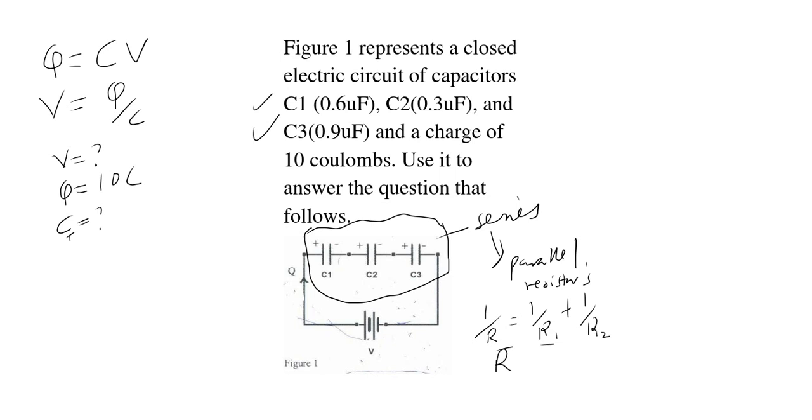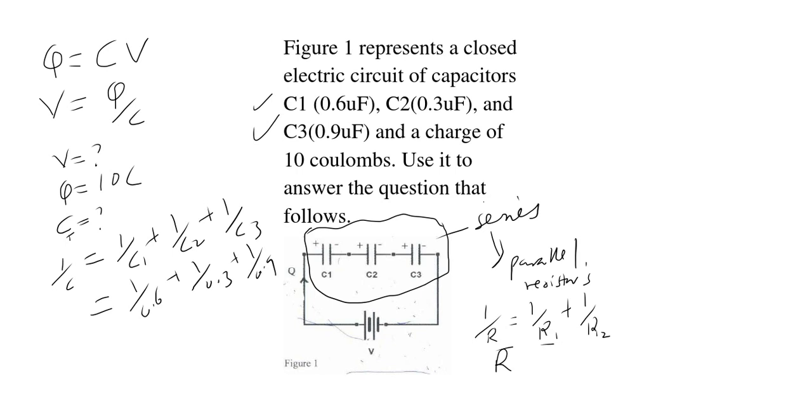in series capacitors, we shall use the same formula, whereby 1 over C will be given by 1 over C1 plus 1 over C2 plus 1 over C3. And later we take the reciprocal. So this will be 1 over 0.6 plus 1 over 0.3 plus 1 over 0.9. So when you add this in fraction form, it will be 55 over 9.